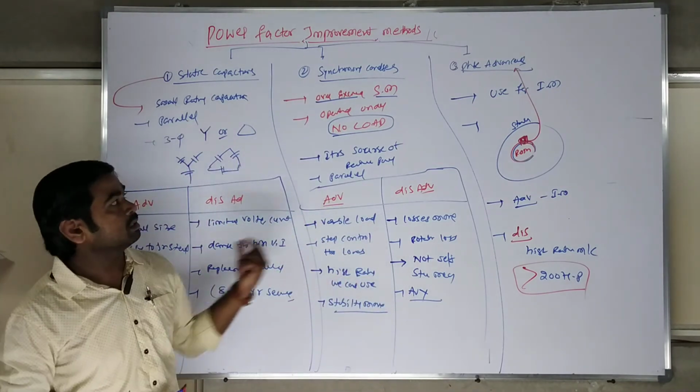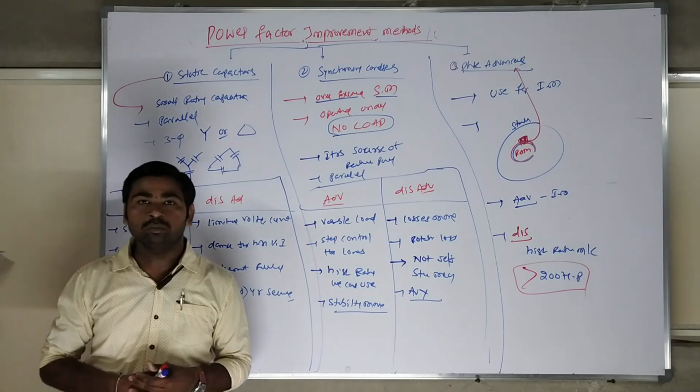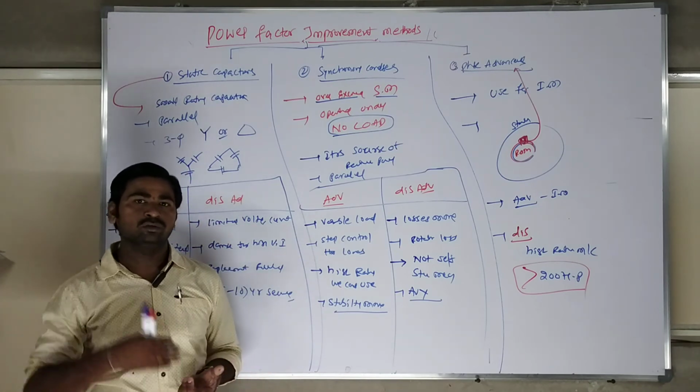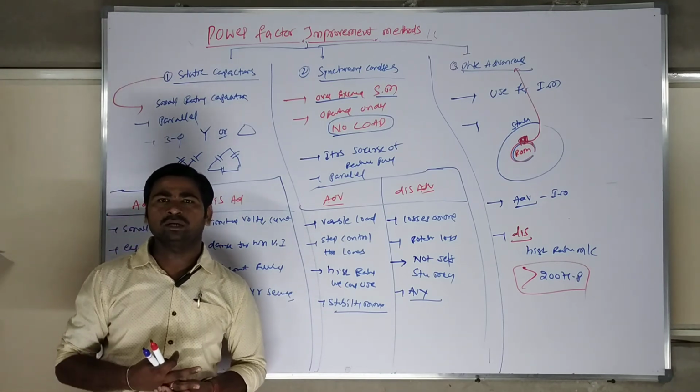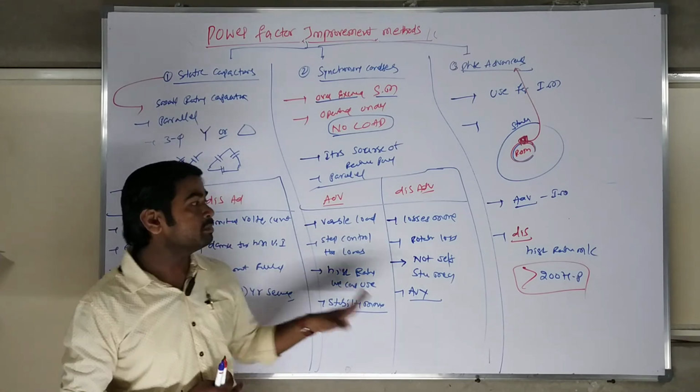This is the way these three different power factor equipment are used. In the regular market we have the synchronous condenser, series capacitor and shunt capacitor. This is the basic method.